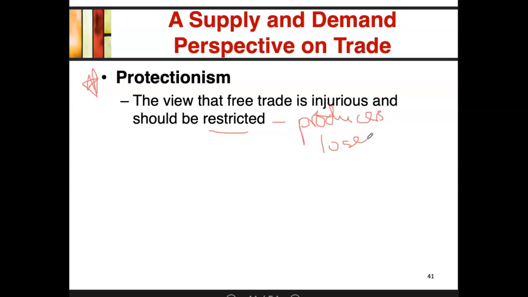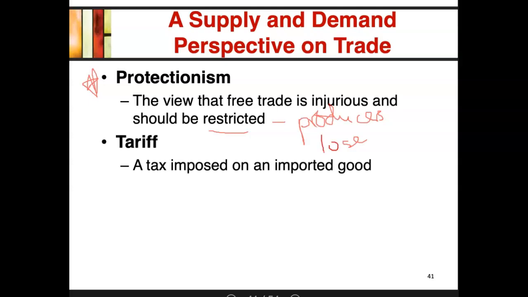There are policies put in place, and we're going to take a look at those policies. They are put in place to restrict free trade, and hence protect these producers, or protect infant industries or domestic producers. We have the first one, which is a tariff, and you've probably heard of a tariff before. A tariff is any tax imposed on an imported good.